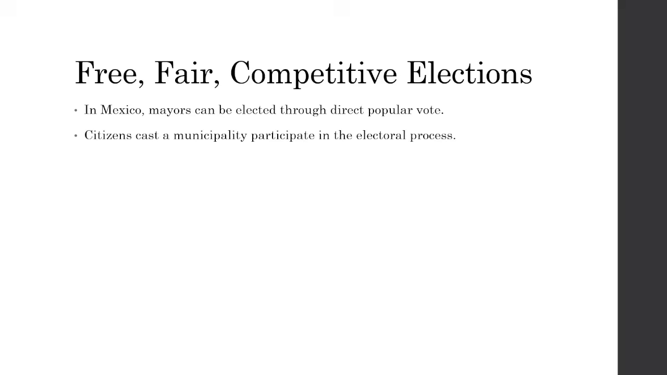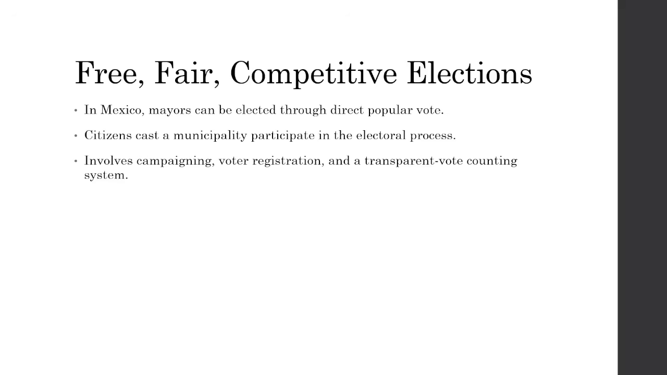So we have free, fair, and competitive elections. This is very, very important. So in Mexico, mayors can be elected through direct popular vote. Citizens cast a vote as municipal participants in the electoral process. Citizens have a big role. They vote on these mayors. They also vote for the president and their representatives in Congress.